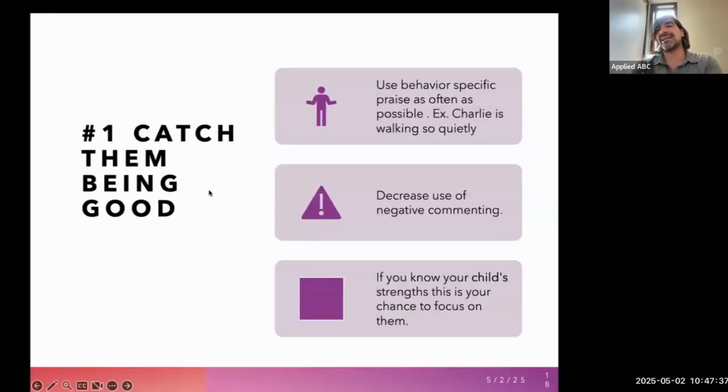Okay, number one, catch them being good. Again, this is one of those things where we have behavior intervention. That's not what we're covering today, but a big part of any behavior intervention plan is going to be something called differential reinforcement, reinforcement of alternative behaviors, differential reinforcement of other behaviors.